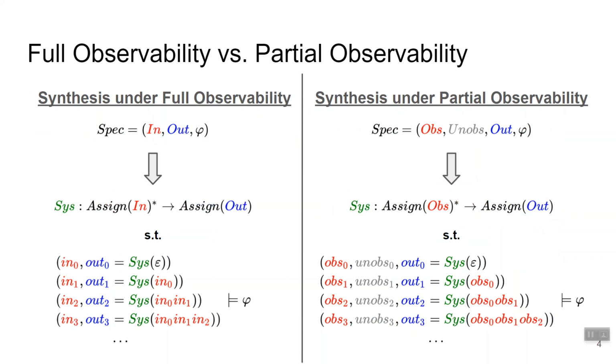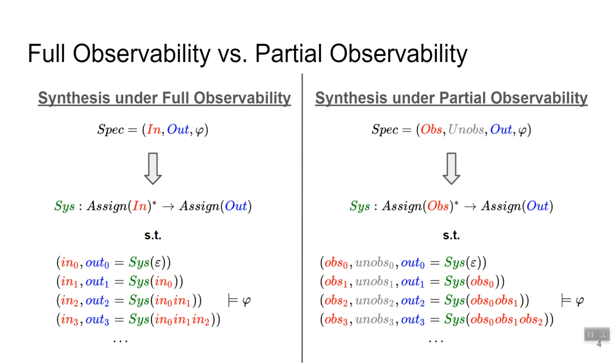To clarify the differences between the two variants, here I show a side-by-side comparison. In synthesis under full observability, we are given a specification as an LTL formula phi and a partitioning of its variables into inputs and outputs. We then want to synthesize a system, which we can see as a function from previous assignments of the input variables to the next assignment of the output variables. At every step, the system looks at the past history of inputs and chooses an output, and the resulting input-output pairs must satisfy the specification phi.